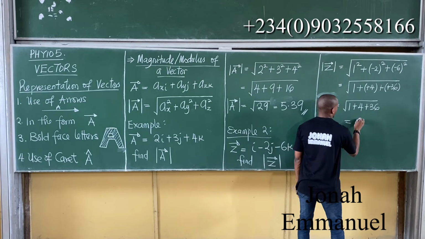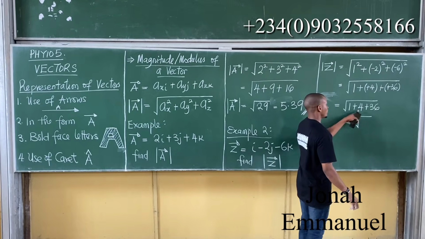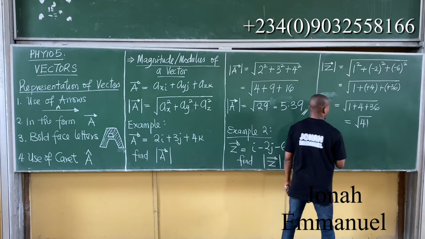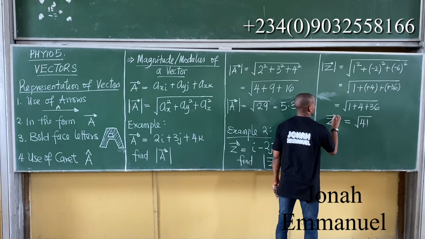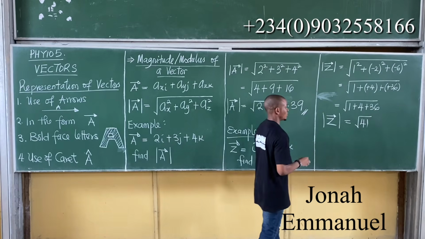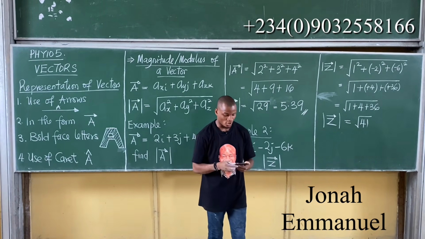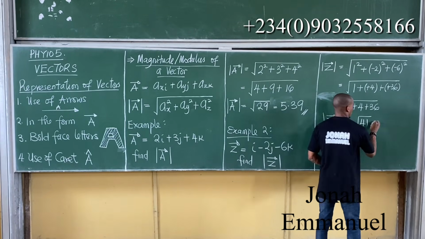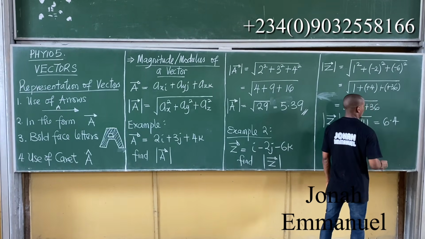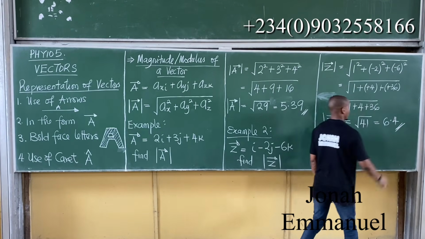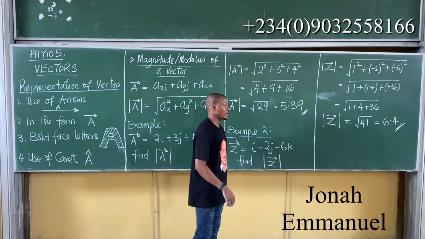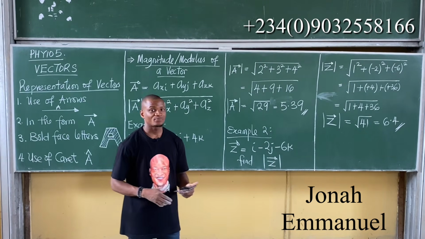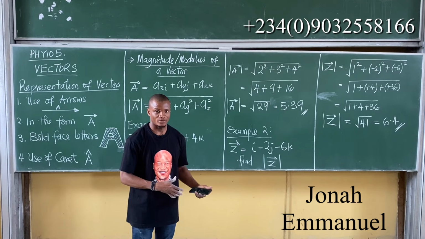If I work this out, this is equal to the square root of 1 plus 4 is 5, plus 36 gives 41. That means the modulus or the magnitude of z is equal to the square root of 41. If I want to give this in 2 decimal places, this becomes equal to 6.40. That's your modulus, approximately 6.40, which is 6.4. So this is how you calculate the magnitude of a vector.